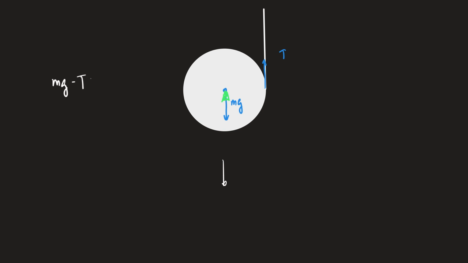mg minus T equals ma. That's going to be true. Those are the only two forces acting. They're both acting up and down. It's a one-dimensional problem. It's the net torque side that you're going to need to be careful with.